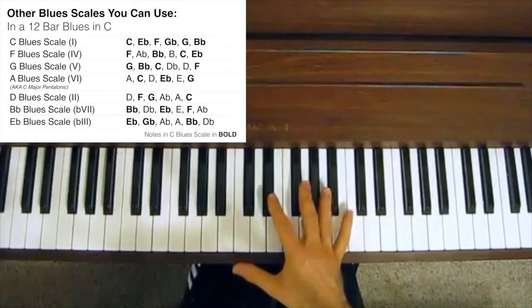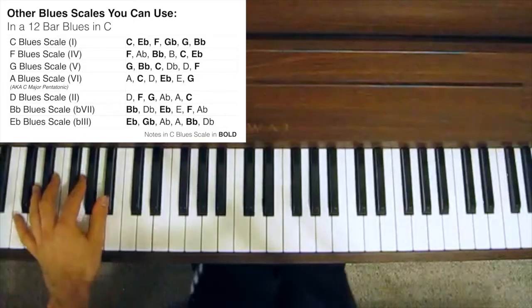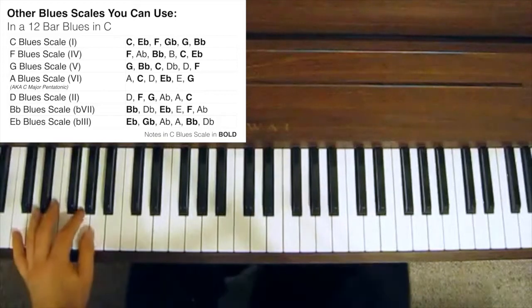And the last blues scale I want to show you that you can use over a standard 12-bar blues chord progression in C is the E flat blues scale. And that sounds like this.